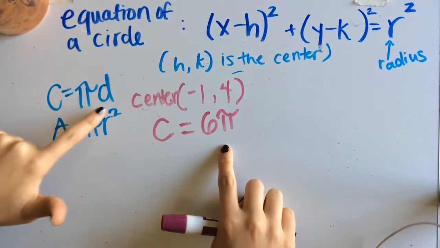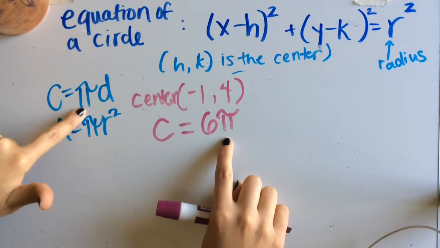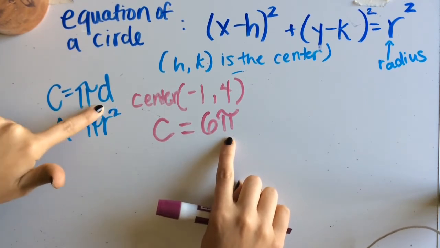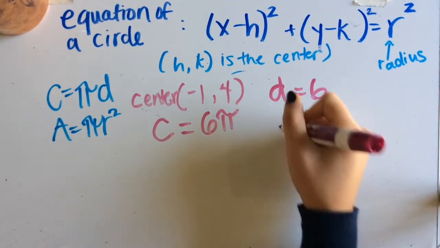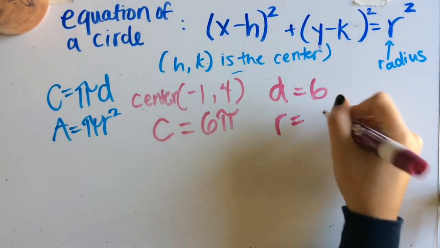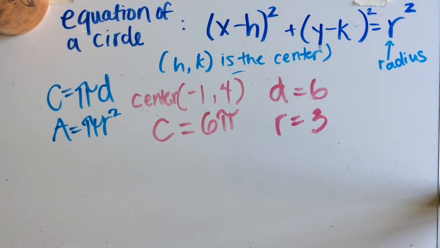So 6 pi, if pi is still in my circumference formula, then I know d must be 6. So the diameter must equal 6, which means the radius must equal half of that, which is 3. Right, because the radius is half of the diameter.